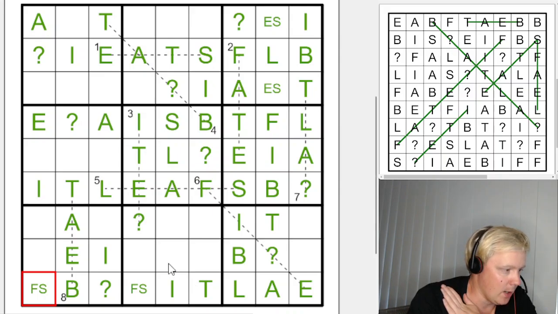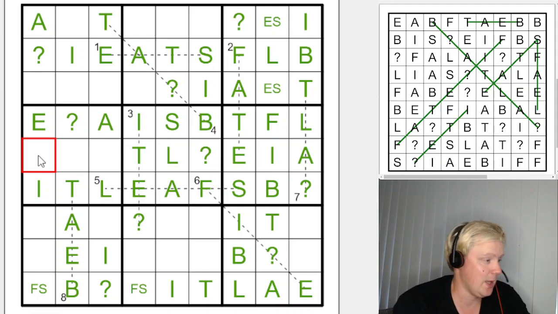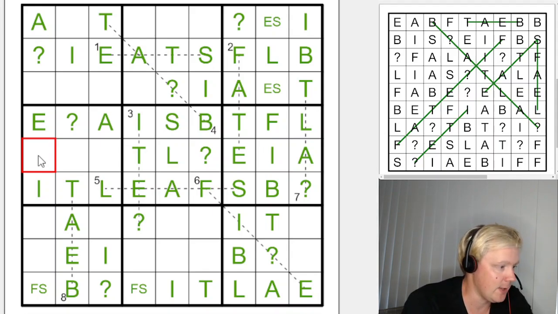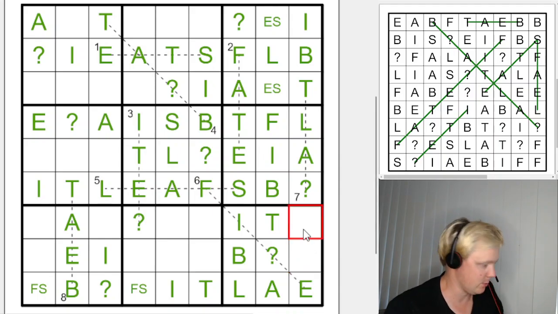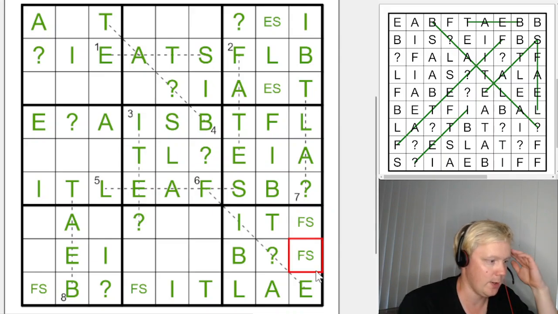Then what about... Do we know anything more about these 3 now? Now we need B, F, and S. So that can't be B, but that's about it. Right? Okay, we don't know enough about those. What about, well, these 2? So we need F and S here. I can pencil mark those, but we don't know which order they go in.